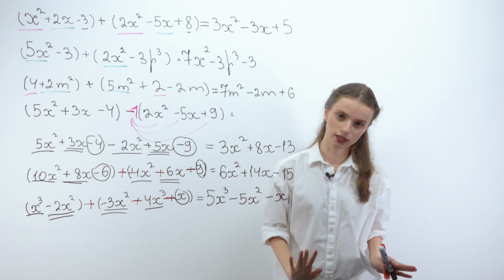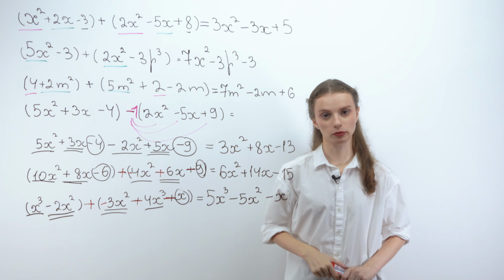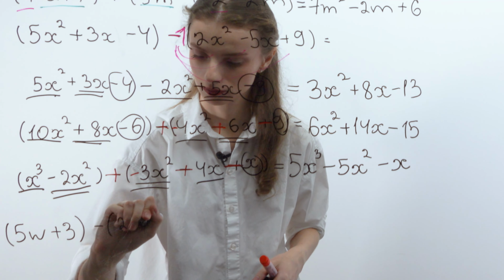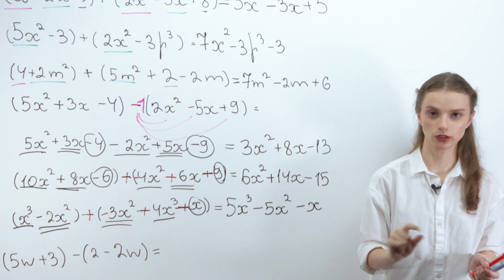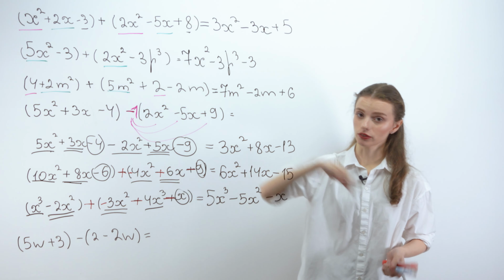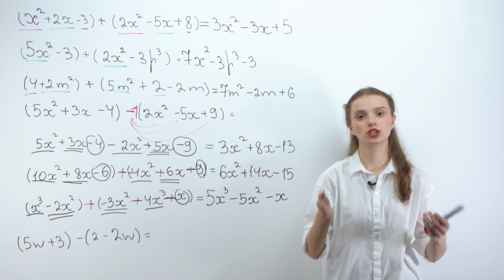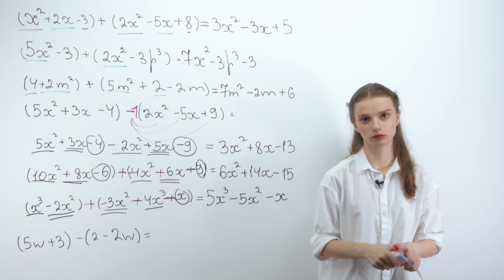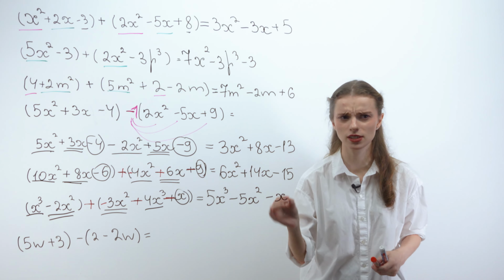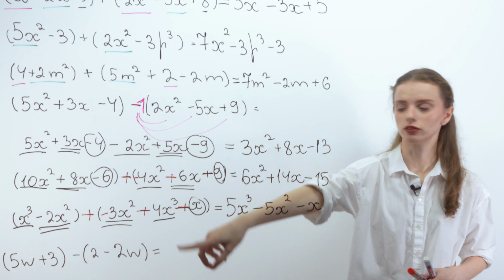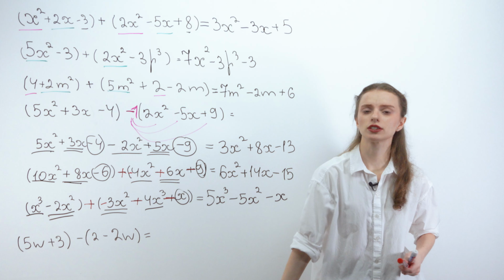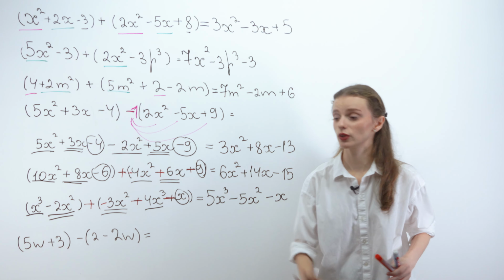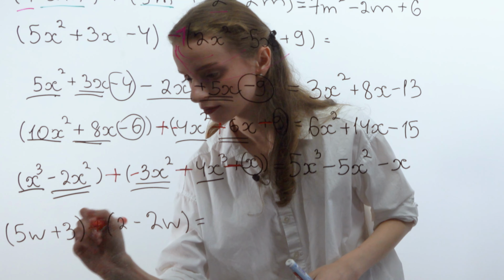Okay, let's do final example just to make sure that you know how to subtract polynomials. In final example, I have 5w plus 3 minus open parentheses 2 minus 2w. Again, I see negative in front of the parentheses. I'm changing all the signs. So negative turns into a positive, positive turns into a negative. But it only happens with the parentheses where you see negative in front of. This one doesn't have a negative in front of it, so you're not changing anything. You're only changing when you see a negative in front of the parentheses.